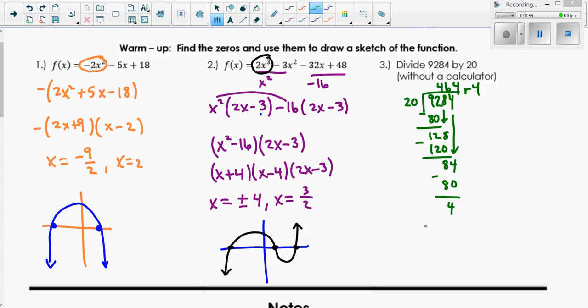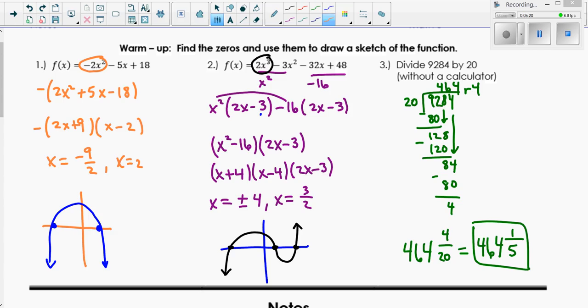So that's my remainder. Alright, so your answer then is 464 with a remainder of 4, which we would then write as 4 out of 20, which we can simplify to 464 and 1/5. So then 464 and 1/5, you could write it as a decimal and write 464.2 as well. Okay, so this is my remainder. And your remainder you always put over your divisor when you're left with something. Okay?